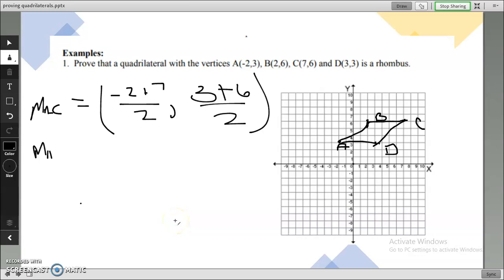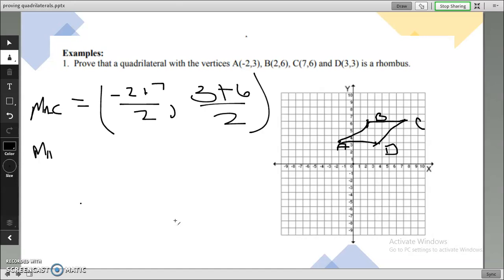So I started off solving this problem and I was cut off in the previous video, but I could not continue on. So I am going to continue on. I am proving that this quadrilateral with the vertices A, B, C, D is a rhombus. And first I have to prove that it is a parallelogram.